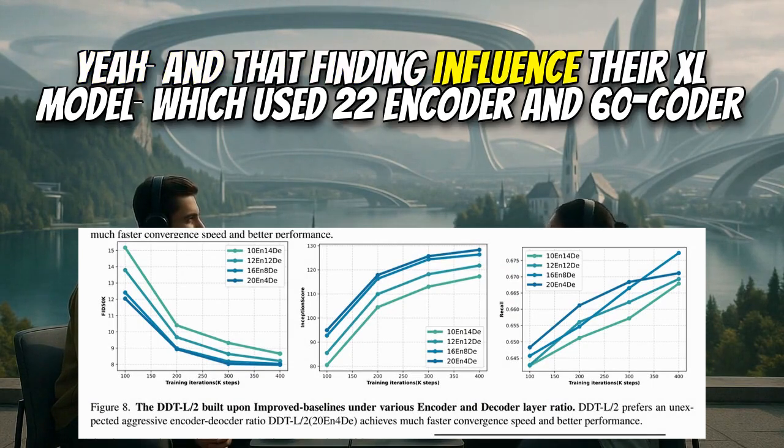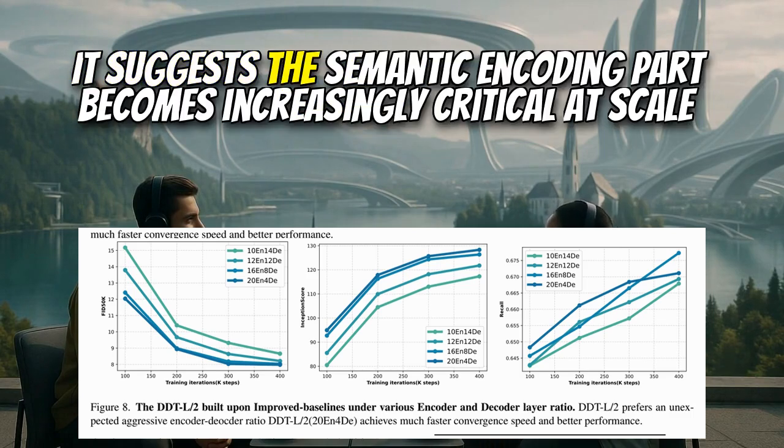Yeah, and that finding influenced their XL model, which used 22 encoder and 6 decoder layers. I see. It suggests the semantic encoding part becomes increasingly critical at scale. Interesting.